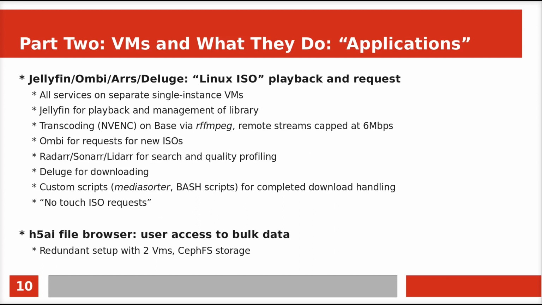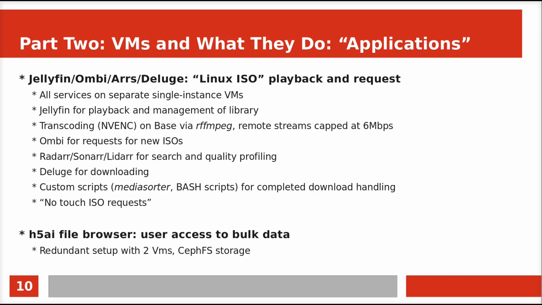Next big service, this is the other huge one, to continue the meme, the Linux ISO playback and request system. So it's Jellyfin, Ombi, several of the R projects, and then Deluge. So all these are on separate, single instance VMs, of course.